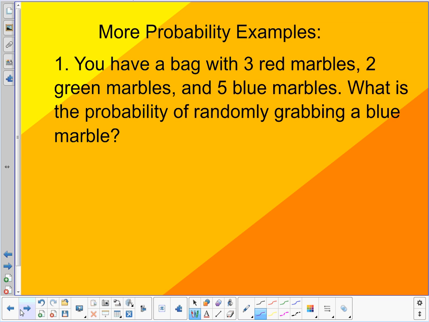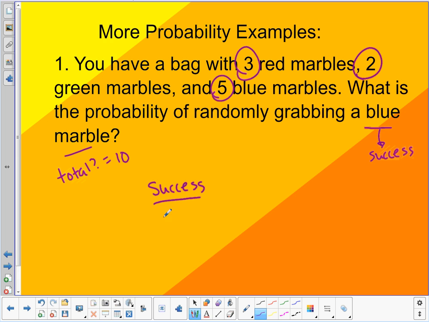In number 1, it says you have a bag of 3 red marbles, 2 green, 5 blue. What is the probability of randomly grabbing a blue marble? So blue is like your success here. We need to figure out the total. So if we're looking at the total, we're adding up the total number of marbles, and 3 plus 2 plus 5 gives me 10. So if I'm doing success out of total, because that's what probability is, my success is the blue, which would be 5. My total is the 10. That's the same thing as 1/2 or 0.5.